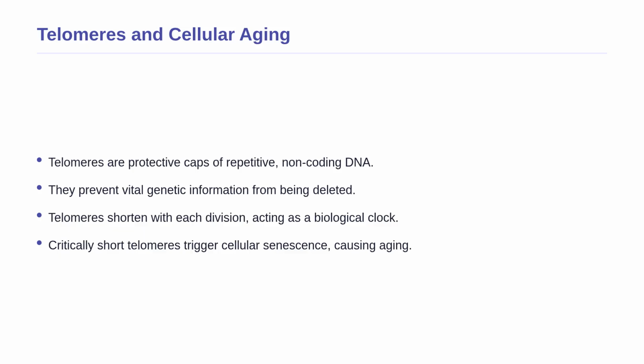Because the enzyme telomerase, which rebuilds these caps, is turned off in most adult cells, our telomeres shorten every time a cell divides. This shortening acts as a strict biological clock. When telomeres become too short, the cell permanently stops dividing, a state called senescence, which is a primary reason our bodies age.